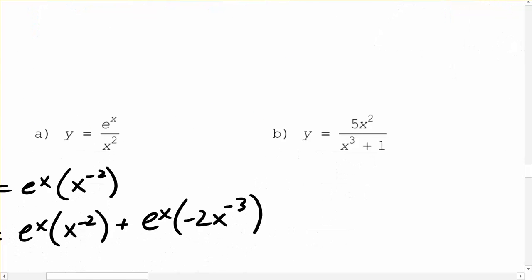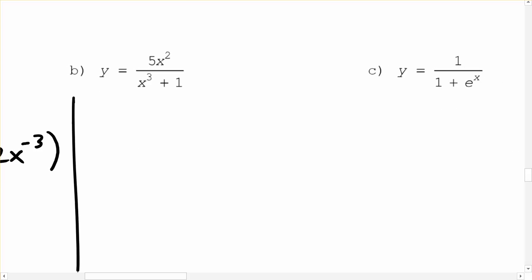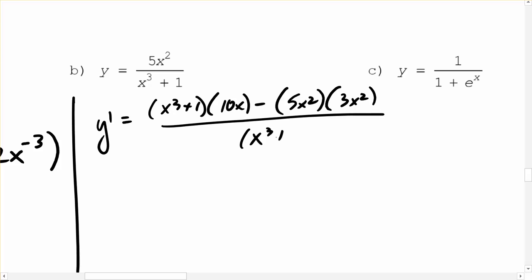So if we go over to here, look at this next question right here. Using the quotient rule, do the derivative. Don't simplify it, just do the derivative for me. What do you end up with? Y prime is equal to what? X cubed plus 1. What's the next term? 10x. Minus next term? 5x squared. Next term? 3x squared. And then all over? 5. X cubed plus 1 squared. Done. That is the derivative.